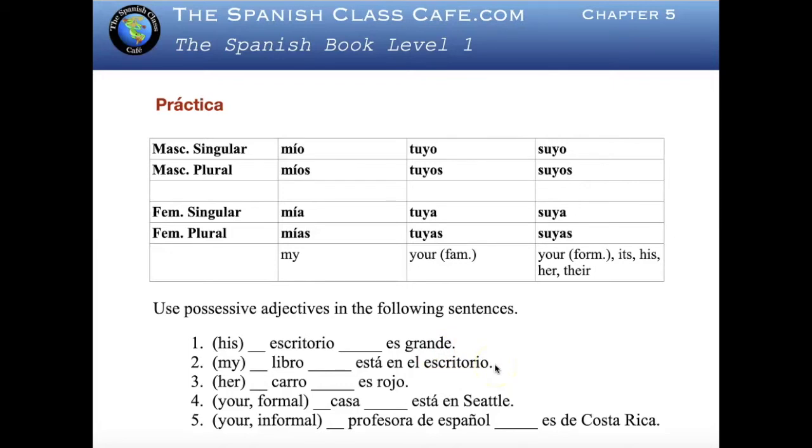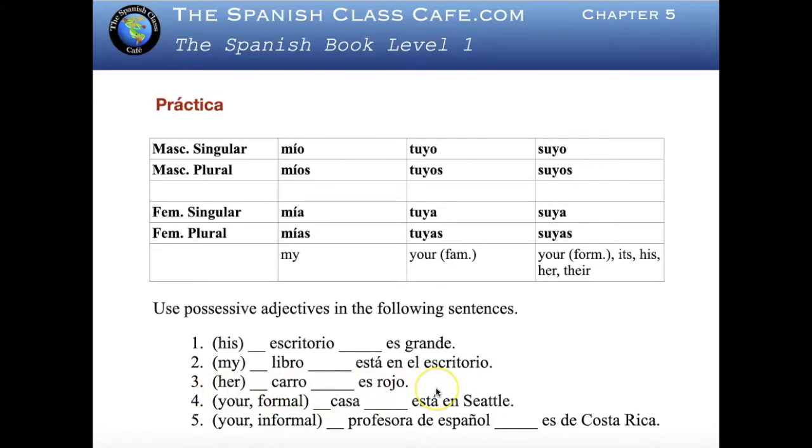Now in here, you want to say, my book is on the desk. Then you have to put the definite article. Mine is not going to go here. It's going to be the definite article in the front. This is masculine, will be el libro. Now, my is mío, singular and masculine because it refers to book. El libro mío está en el escritorio.